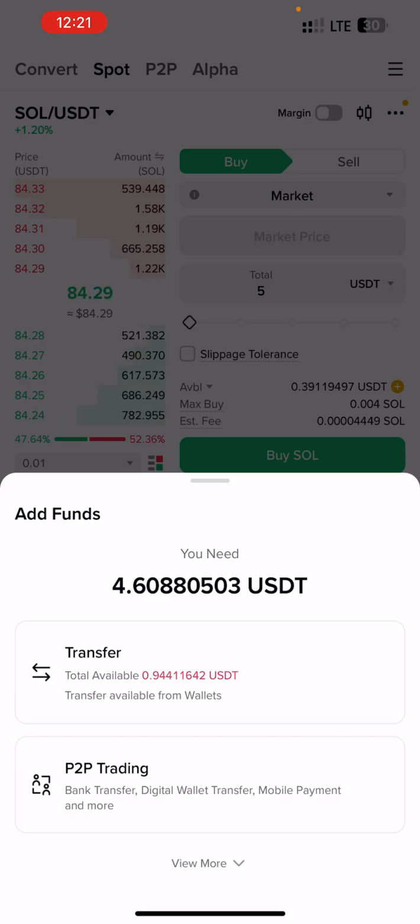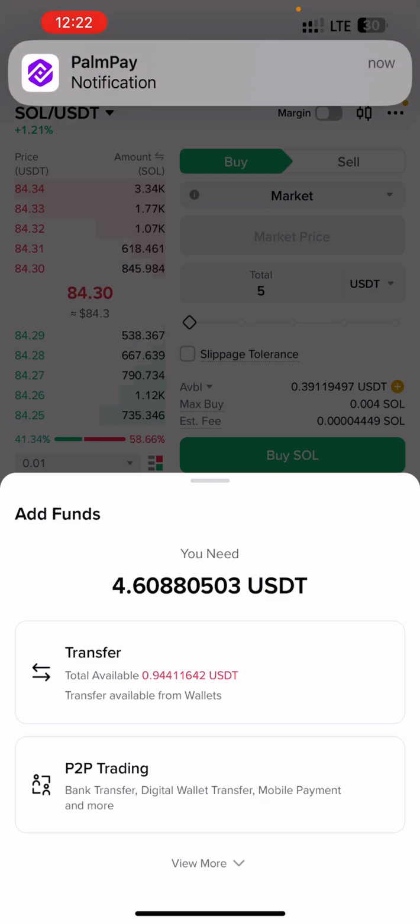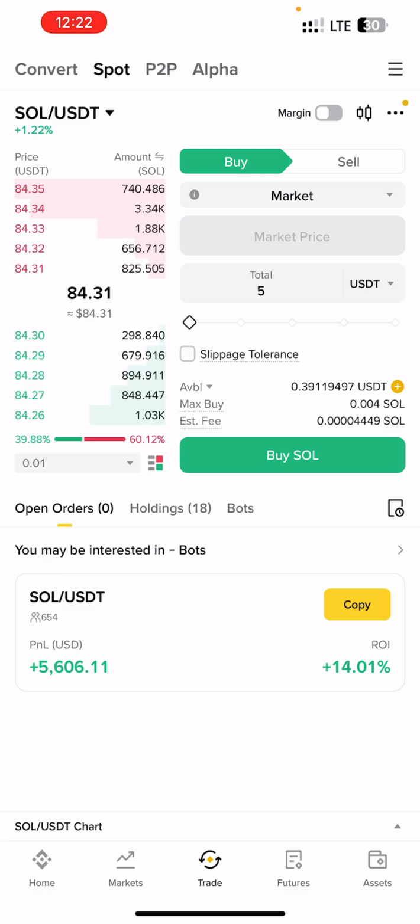I don't have enough USDT, which I can easily transfer from my other wallets to my USDT account, or I can buy using a P2P platform, or I can tell someone to send me USDT to carry out such a process. So that is actually how it works. Just as simple as that. Click buy when you are ready.